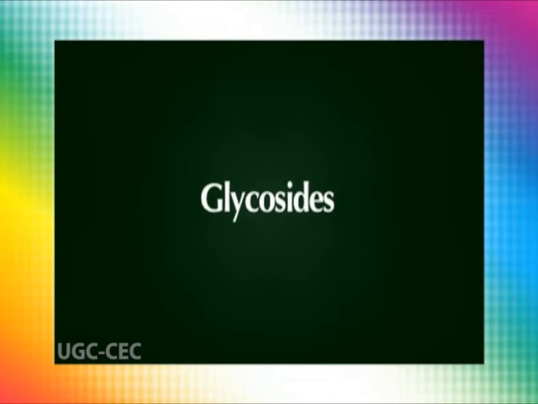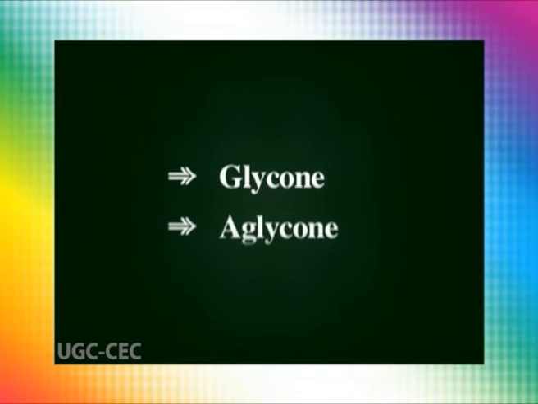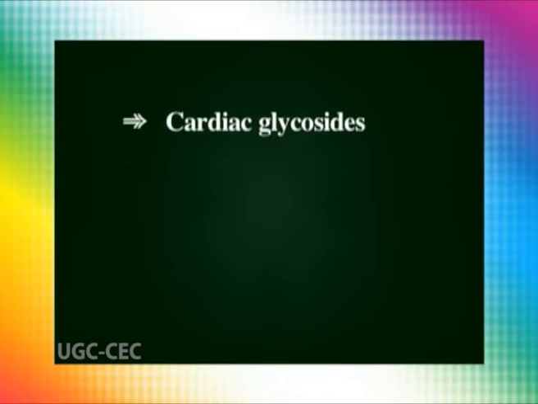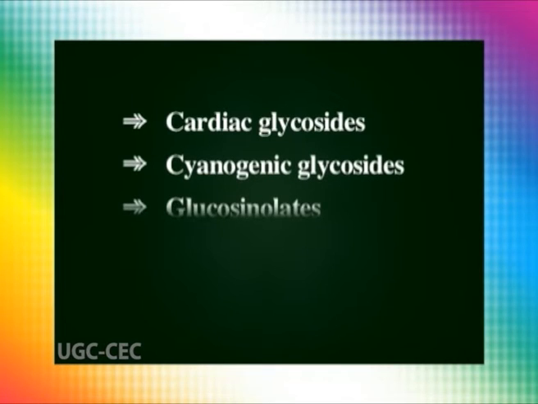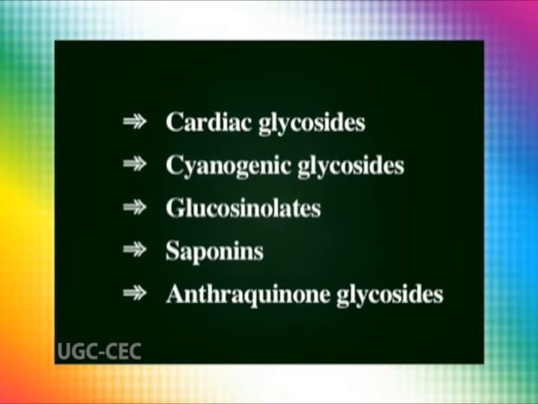Now, coming to glycosides. These compounds consist of various categories of secondary metabolites bound to a mono or oligosaccharide or to uronic acid. The saccharide or uronic acid part is called the glycone and the non-saccharide part the aglycone. The main groups of glycosides are cardiac glycosides, cyanogenic glycosides, glucosinolates, saponins, and anthraquinone glycosides.